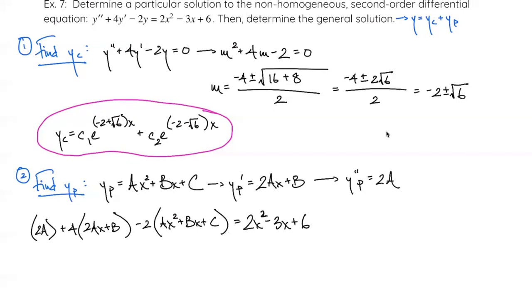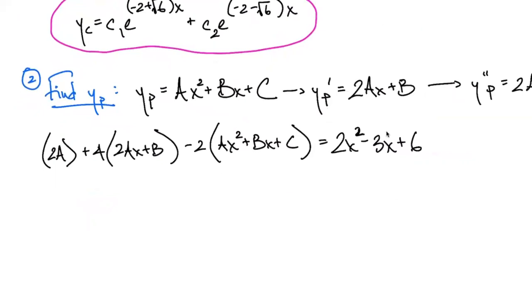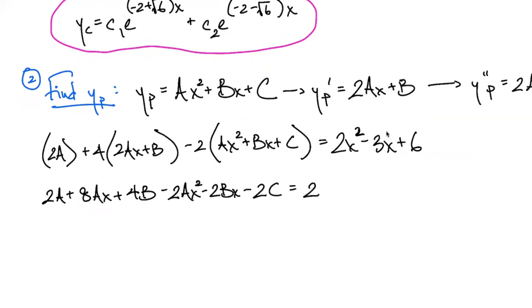So we're going to do a little bit of algebra. We are going to do this one in terms of a system of equations. I'd like to show you how that works because we're going to be doing partial fractions in a few weeks and we're going to use systems of equations. So I'd like to walk through that process a few more times. If I clean this up a little bit, I get 2a plus 8ax plus 4b minus 2ax squared minus 2bx minus 2c equals 2x squared minus 3x plus 6.